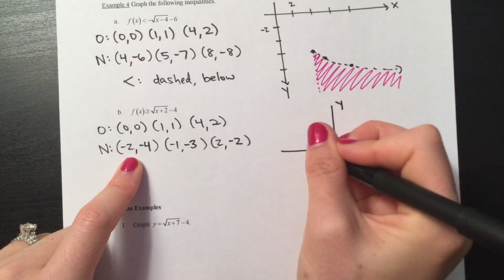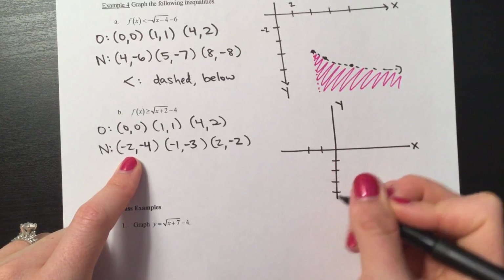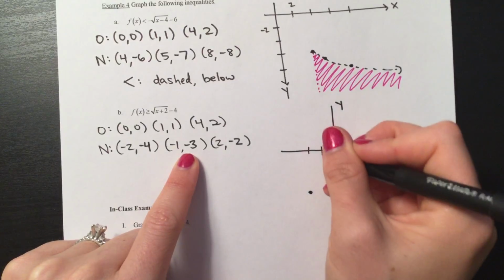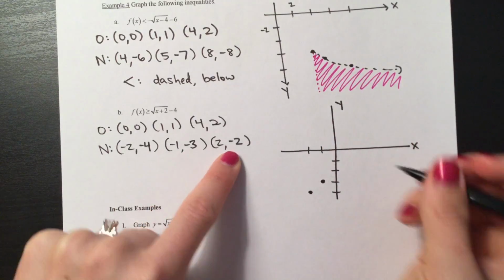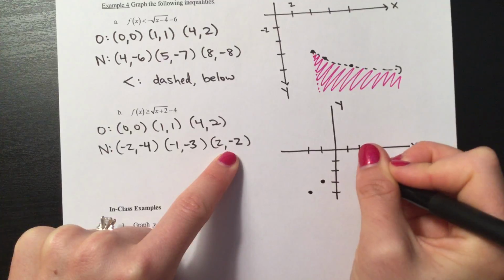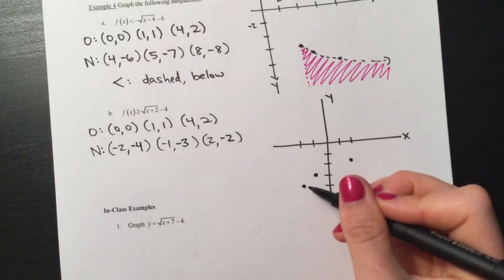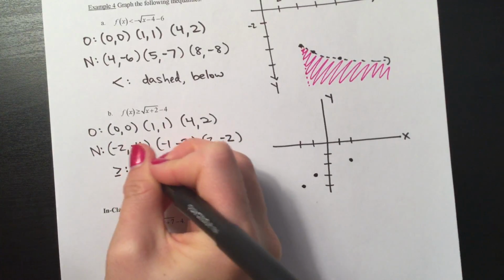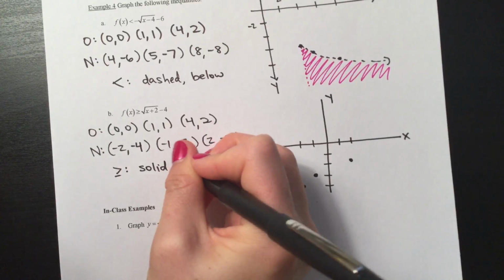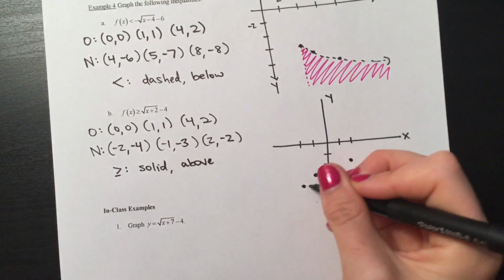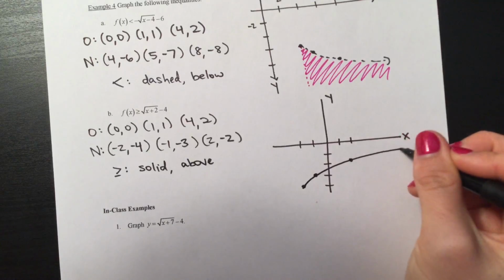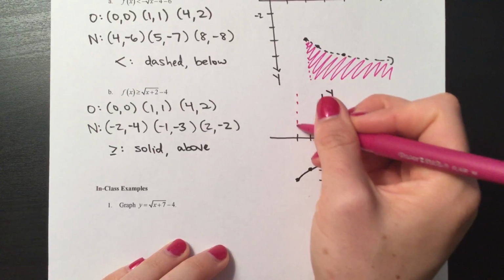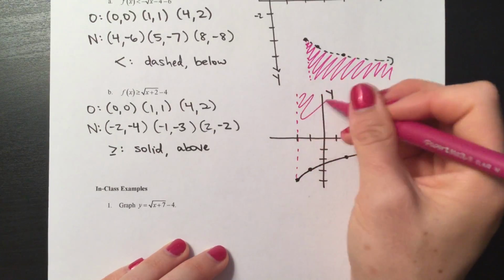Okay, so I have the point -2, -4, right there. That's the starting point. We don't go beyond that. -1, -3, and 2, -2. Okay, so this is the starting point. Pay attention to the sign. I have greater than or equal to. That means 2 things. It's going to be a solid line, and the greater than means it's going to be shaded above. Okay, so sketch in a solid line like that in the shape of a curve, and then make sure when you go to shade above that you are marking the domain. We will never go beyond that point, so we can just shade from there.